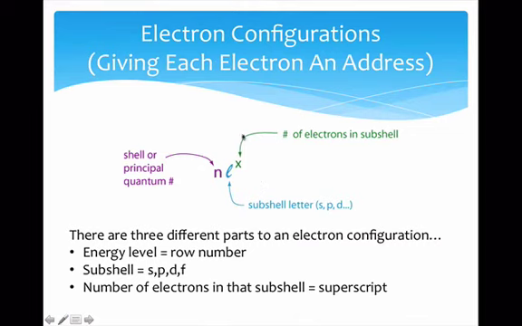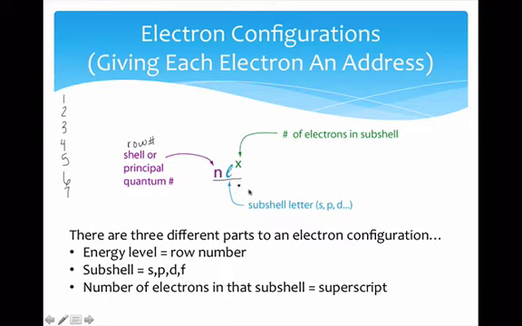So in order for us to describe the location of electrons, we do what are called electron configurations. And there are 3 parts to an electron configuration, and that's what you're seeing right here. The first part is called the shell or principal quantum number, but you can just think of it as the row number. We talked about the row numbers on the periodic table being 1 through 7. So that number is going to be 1 through 7.